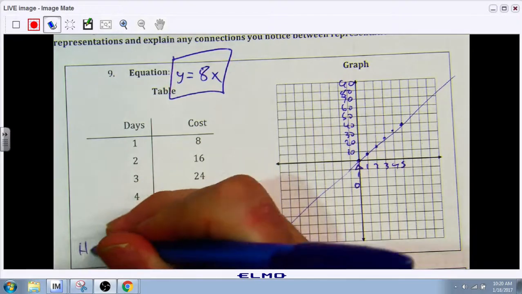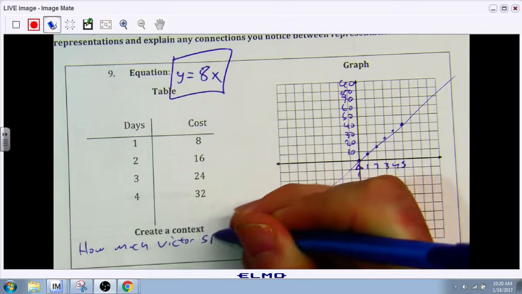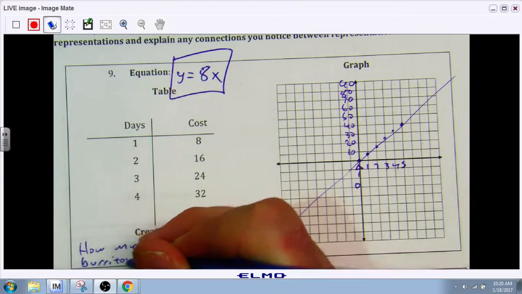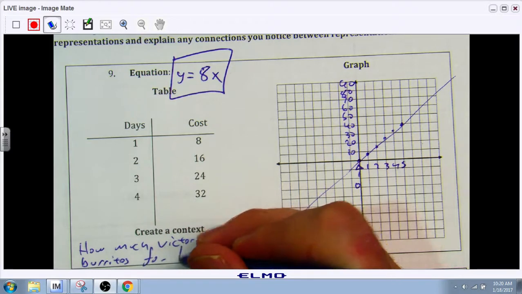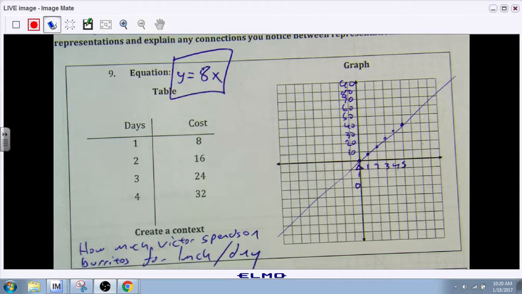How much Victor spends on burritos. I do like a burrito for lunch per day, or something like that, something simple like that. And that's it. So just taking one piece, we have to work in between. This is the making connections in mathematical representation set of our mathematical brain.